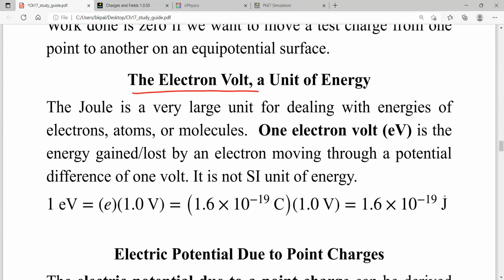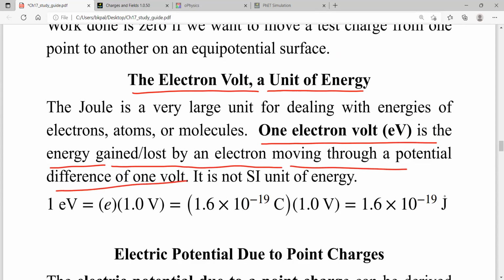Now let me talk about the electron volt. This is another unit of energy. Earlier you learned about the joule in physics 1, and then in thermodynamics you learned about the calorie. Here the electron volt is another unit of energy. It's normally used when we deal with small particles like electrons, protons, and this kind of thing. So what is the electron volt? One electron volt is the energy gained or lost by an electron moving through a potential difference of 1 volt.